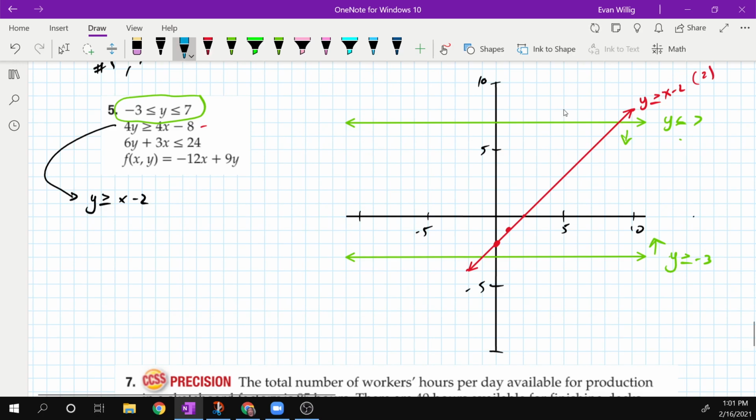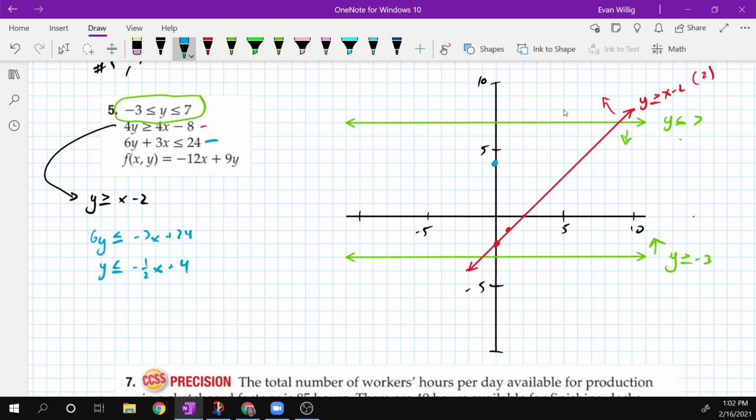And we'll do the last one in blue. Same kind of thing. I'm going to subtract 3x. So I've got 6y is less than or equal to negative 3x plus 24. Divide everything by 6. Don't need to flip the sign. Negative 1 half x plus 4. Oh, I forgot to mark, the red line is shaded above. So the blue line here is going to be shaded below.